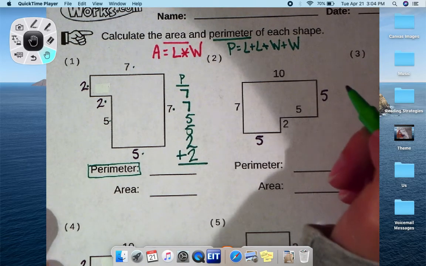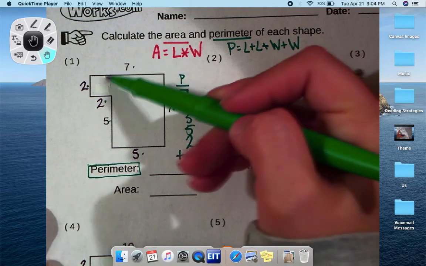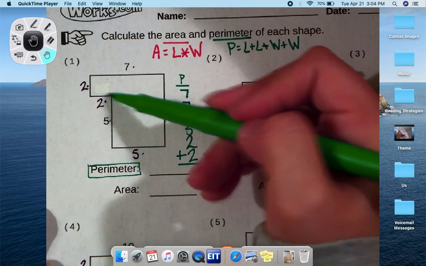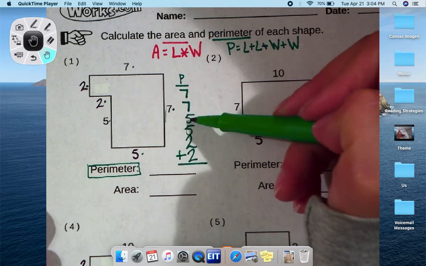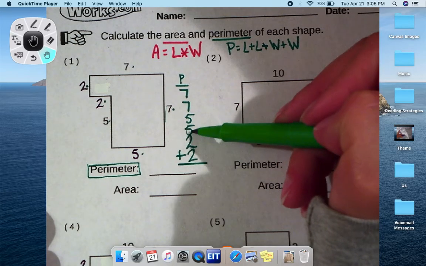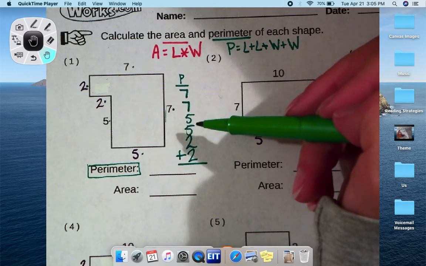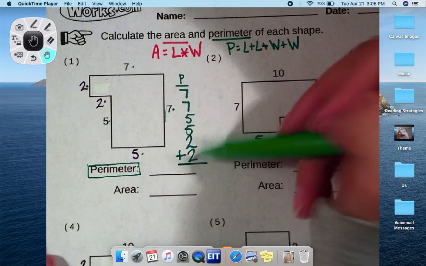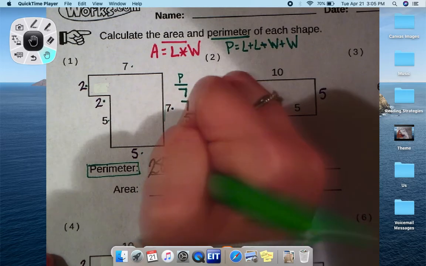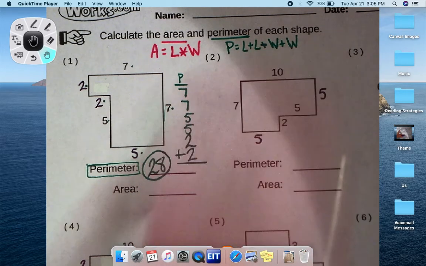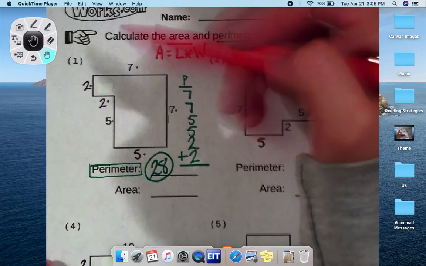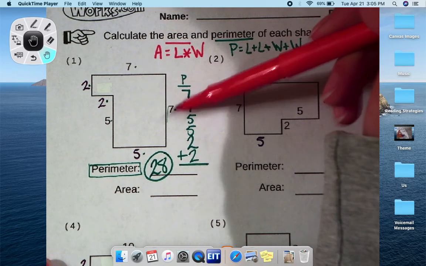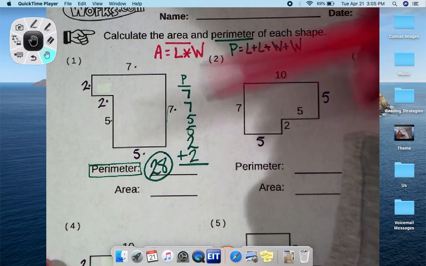So I have to add all those sides together to find my perimeter, and I made sure to get every single side. 7 plus 7 is 14. 5 plus 5 is 10. So 10 plus 14 is 24. Plus 2 is 26. Plus 2 is 28. So I get a perimeter of 28. 28, whatever it is. Feet, inches, meters. So perimeter is pretty easy. The tricky part is you have to make sure you get every single side. If you skip a side, your perimeter is going to be wrong.